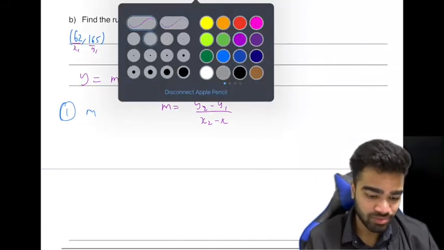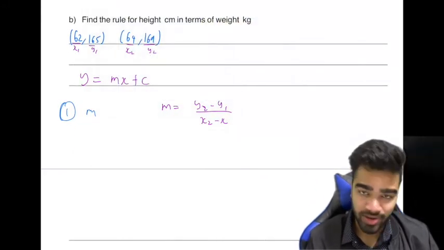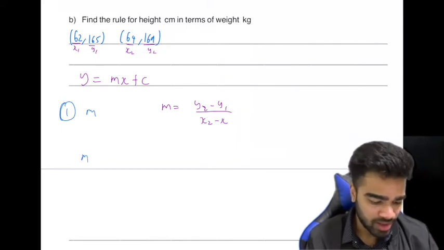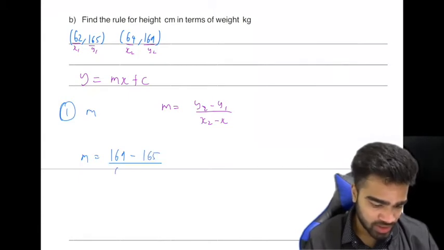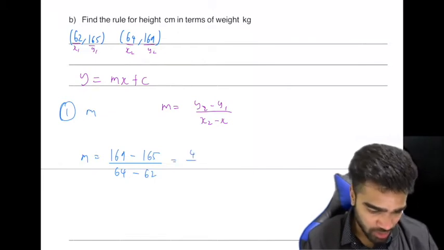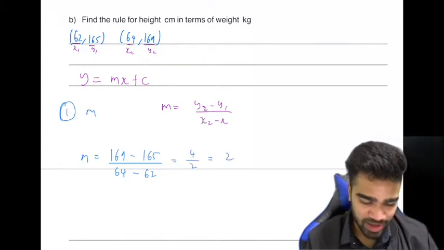All right, so now if you think you know, do the question. Find me the equation. I'll do it there. m is equal to y2, which is 169, minus y1, which is 165, over x2, which is 64, minus x1, which is 62. So it's pretty much 4 over 2. See, it's a nice easy number. m is equal to 2.